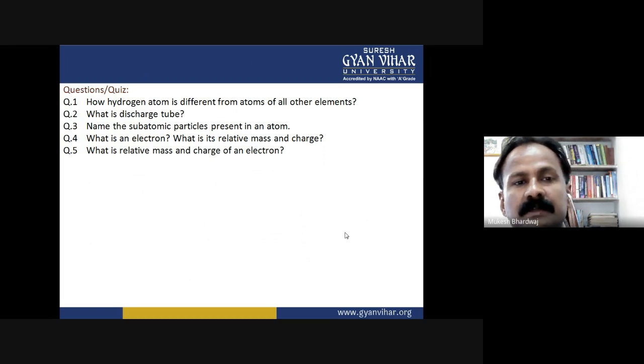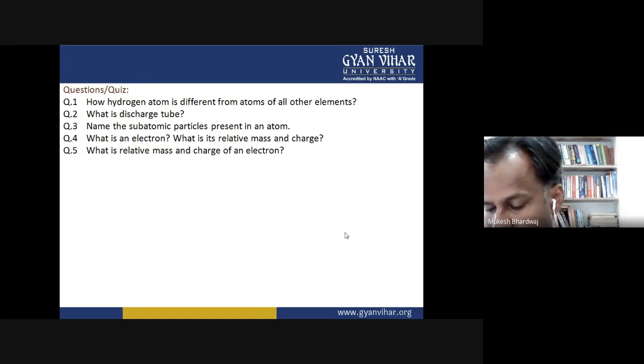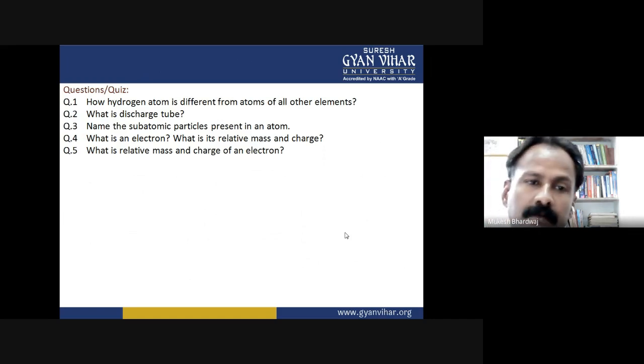Now there are some questions, or quiz time. How is a hydrogen atom different from atoms of all other elements? What is a discharge tube? Name the subatomic particles present in an atom. What is an electron? What is its relative mass and charge?